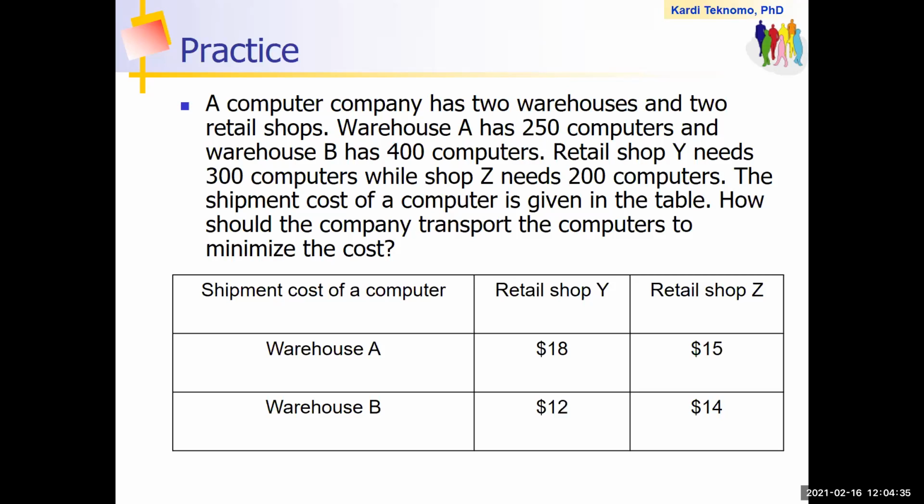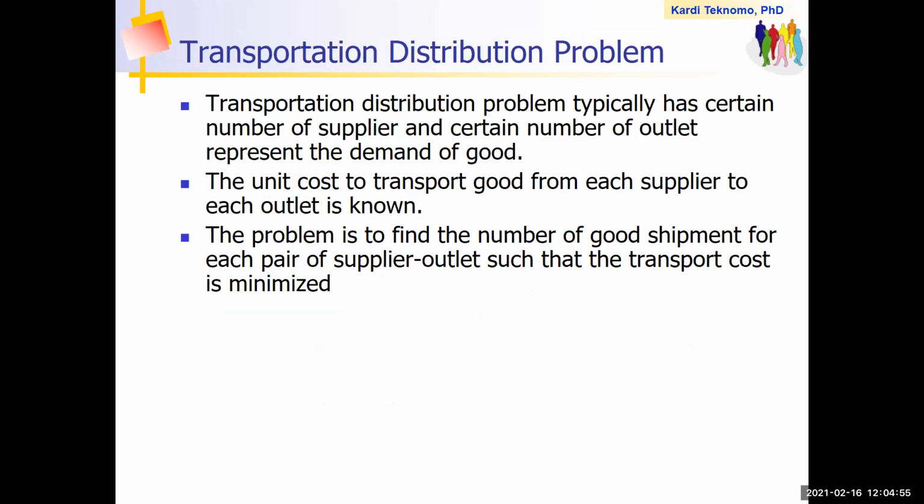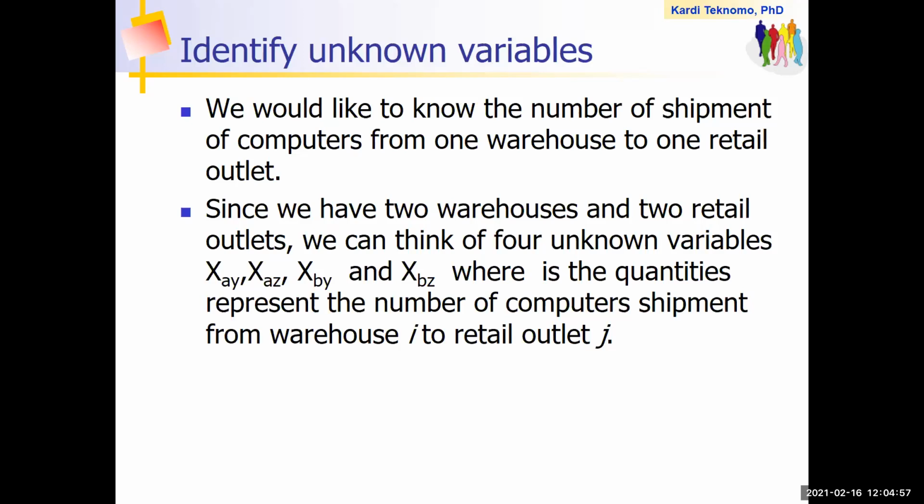So come back to the optimization problem. First, you need to identify the unknown variable. Second, you need to organize the data to include the unknown, and then identify the constraints and determine the objective function. Let's do that. So first, you identify the unknown variables. What do you want to know?